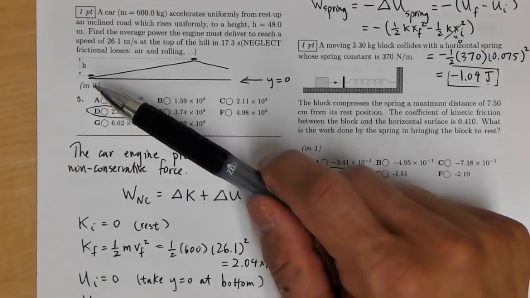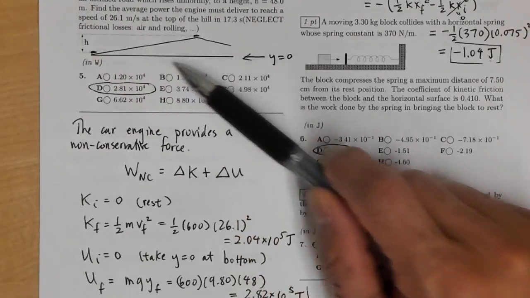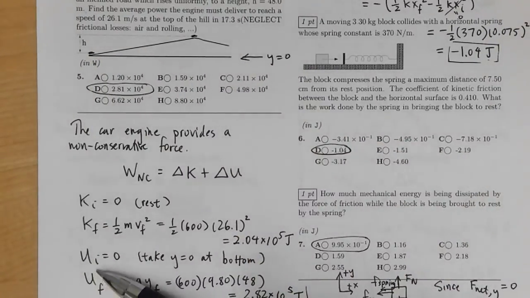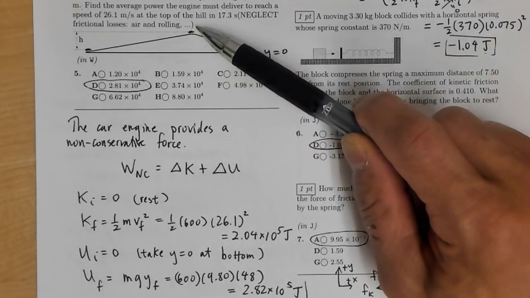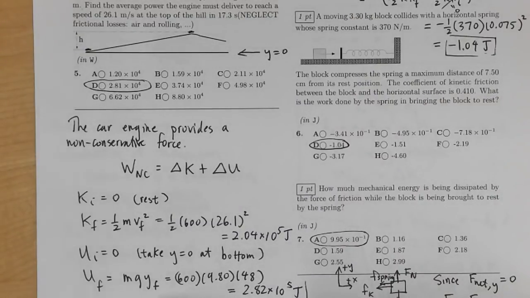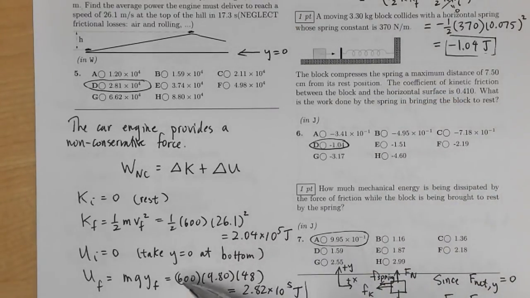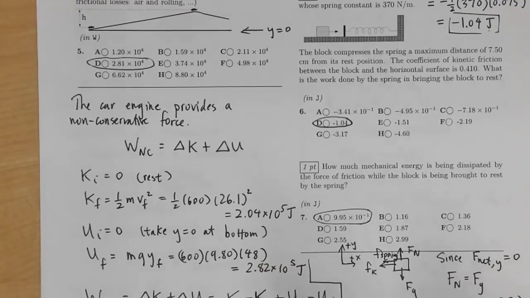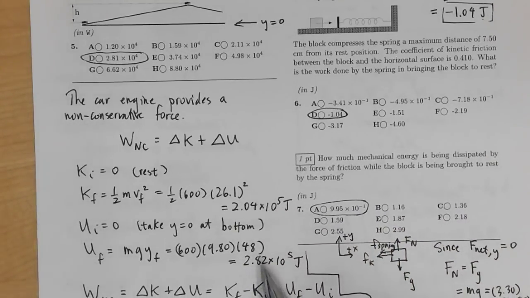Okay, now the initial potential energy. Let's say y equals 0 at the bottom, so then U initial will be equal to 0. Now U final will be mg times y final. Now y final is given as 48 meters, so we have 600 as the mass, times g 9.8 times 48. Multiplying these together, 2.82 times 10 to the 5th joules.